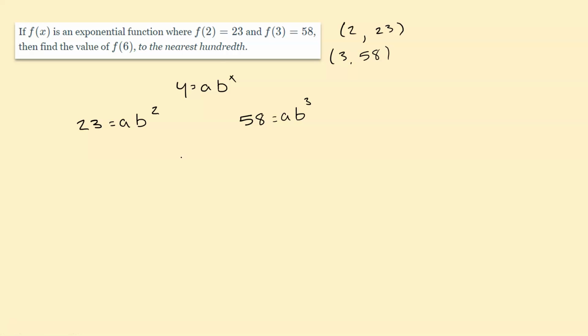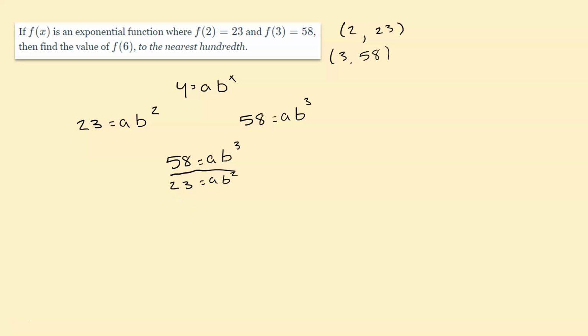The thing is, neither of these have an exponent of 0, so neither of these will give us our a value like we did in the previous problem. But what we can do is divide these 2 equations by each other. I'm going to take this 58 equals a times b to the 3rd, and divide it by 23 equals a b to the second.